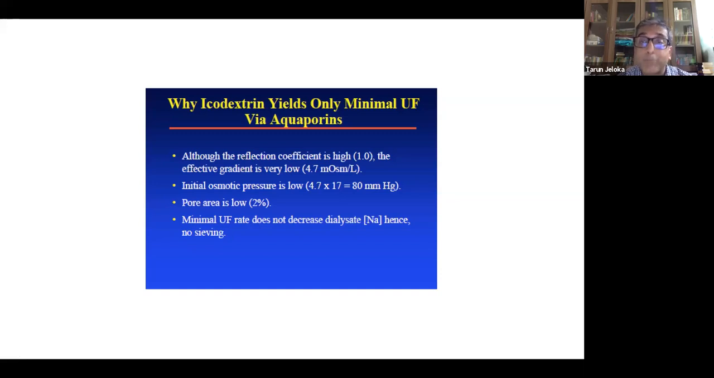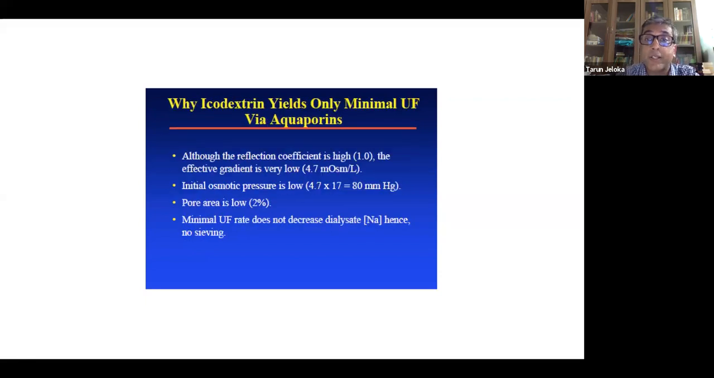There is practically no water transfer because of icodextrin through aquaporins, and there is no sodium sieving. I hope it was a little complicated, but I needed to explain it because many people do not explain this, and it is very important to understand. In small pore, the gradient is the same.